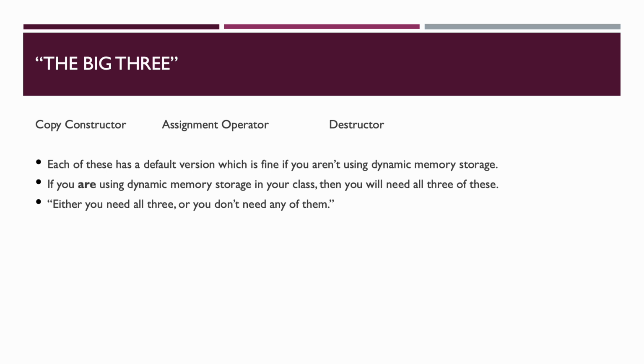Now, when do you need all three? Firstly, if your class uses dynamic memory storage, then you will need to implement all three of these: the copy constructor, assignment operator, and destructor. However, if your class doesn't involve dynamic memory or resource management, the default versions provided by C++ are often sufficient. So you don't have to write or include any of these, because the C++ compiler already has its default version of all three.